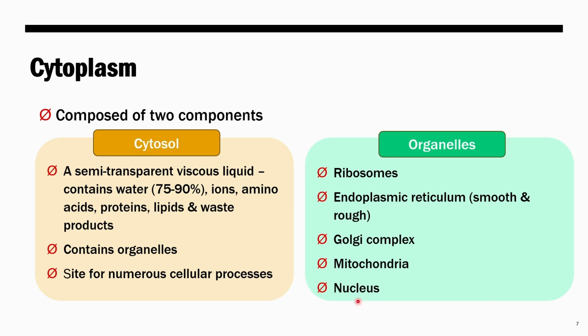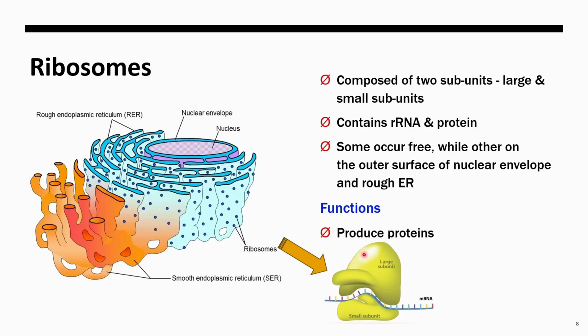And the other main component is the organelles. There are many organelles in the cell, but if you are required to list a few that are very important, you can say ribosomes, endoplasmic reticulum, Golgi complex, mitochondria, nucleus, such things. And if we briefly look into these structures, the ribosome is the site for protein synthesis. This is where your proteins are produced.